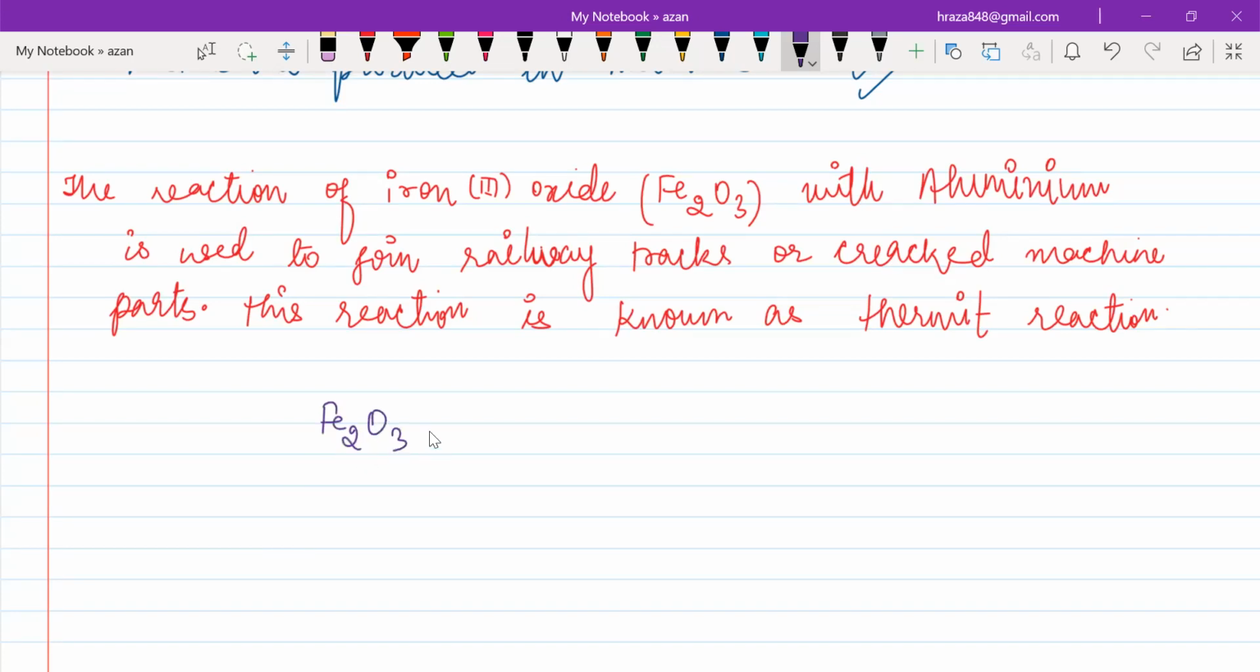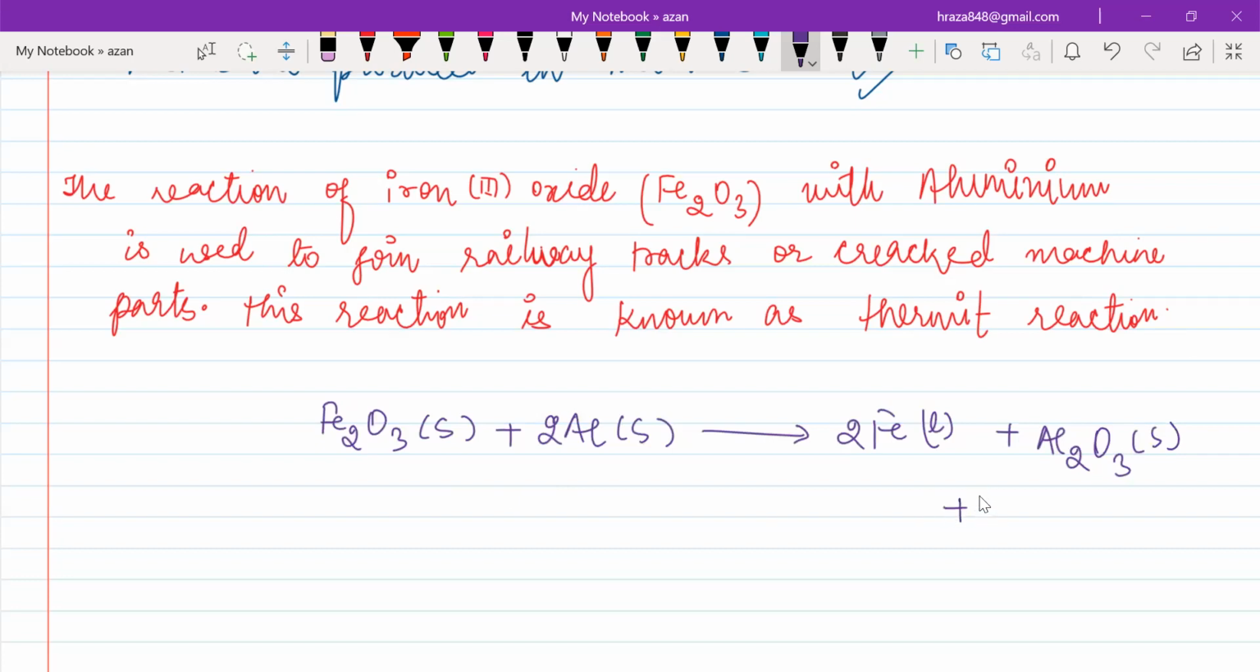So this is Fe2O3. I'm going to write the reaction: plus 2Al in solid state, you will get 2Fe in molten state and then Al2O3. Since aluminium is more reactive than iron, it just displaces it. Please write this.